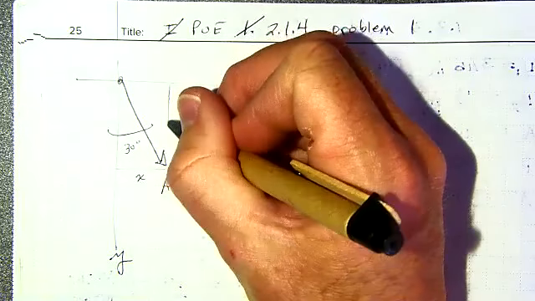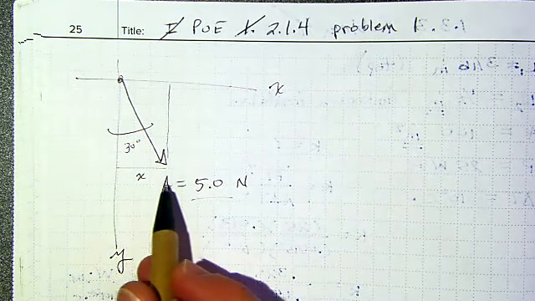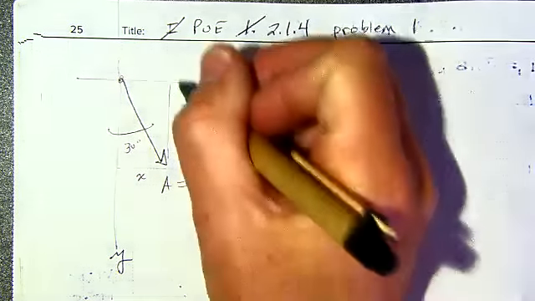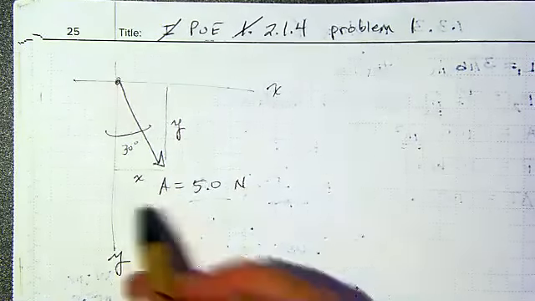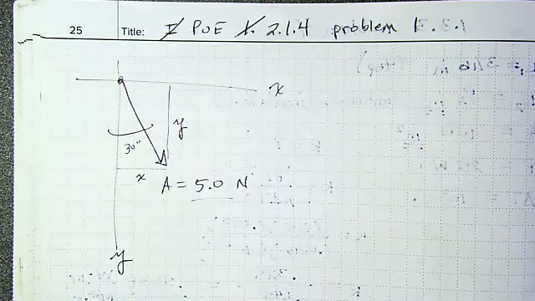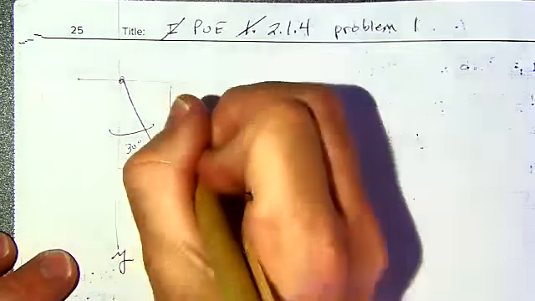Well, what about the distance? How far does it go down? It goes to the right an x amount. It goes down a y amount. And so these are components. We have to figure out how to solve for these components.